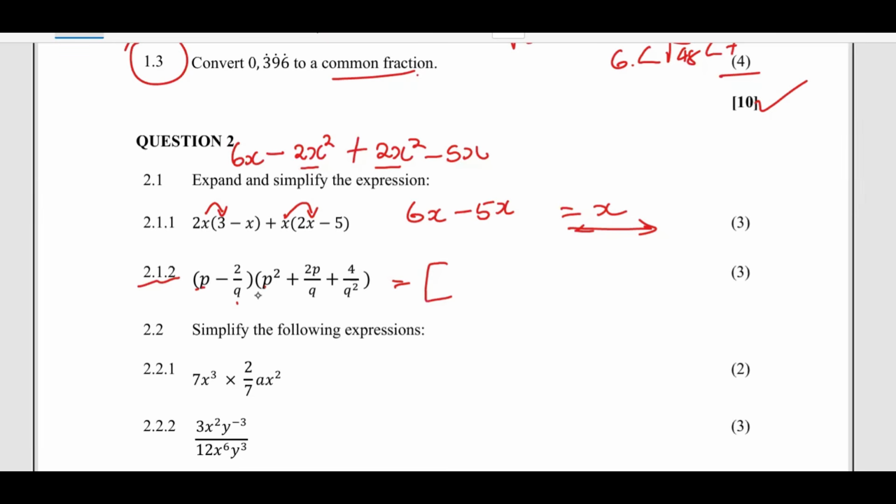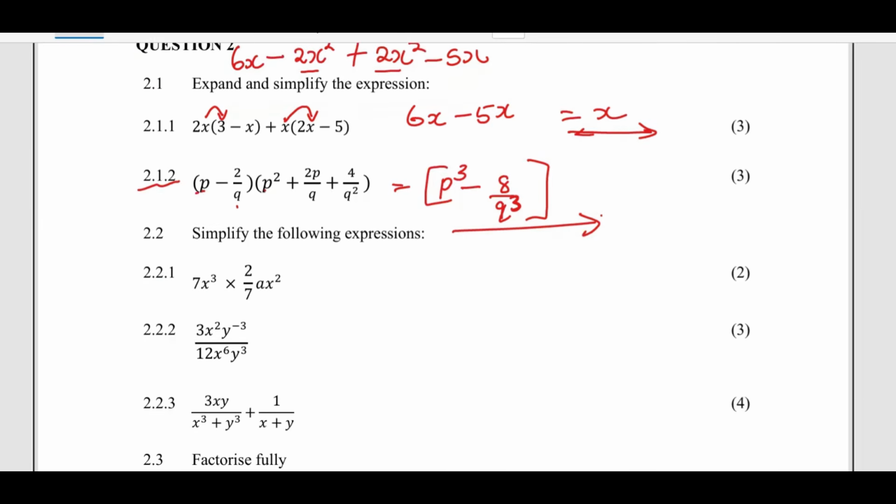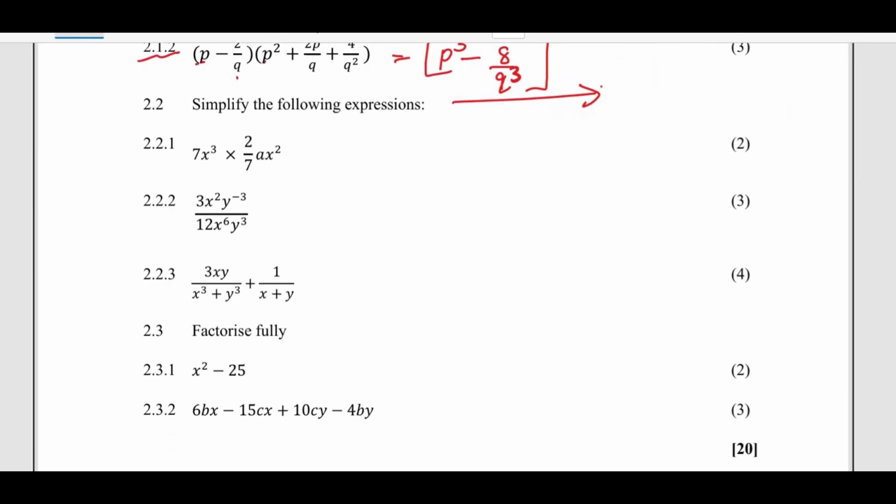Meaning that this is a difference of 2 cubes. So it's p cubed minus 2 cubed, which is going to be 8. So it's going to be 8 over q cubed. So that is the answer that we have. Yes, you can do the simplifying by opening the brackets, but even the answer only can give you the full marks in this case. All right, then 2.2, simplify the following.